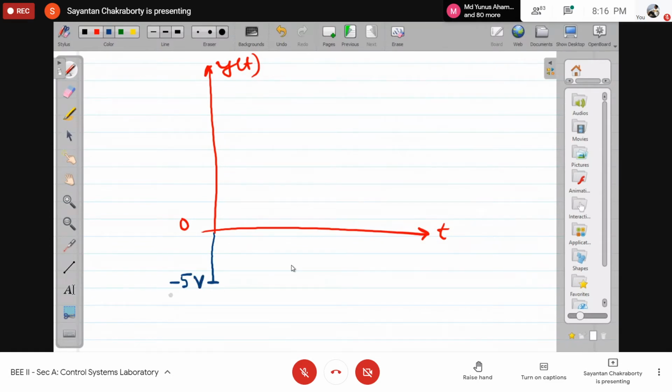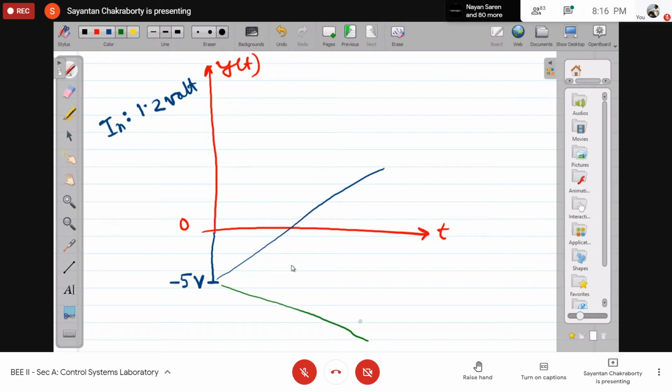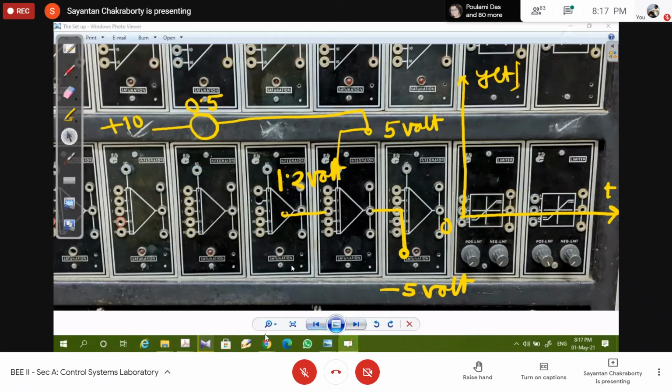Then as soon as integration starts, you start to integrate. What is the input value we have? 1.2 volt. So in which direction will the integrator output go, in this direction or in this direction? Anybody? Blue line or the green line, which will be the correct one? So green line. Exactly, since it's an inverting integrator, right? Yes, sir. So let us see what happens in the actual simulation.